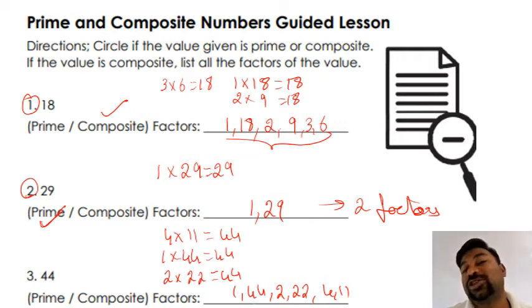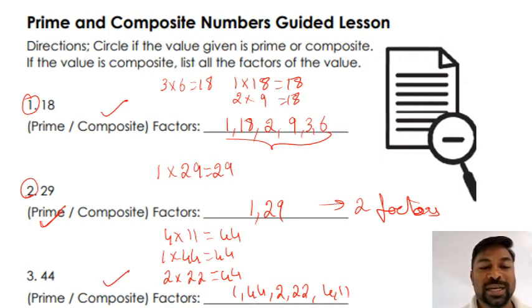Yes. How many factors did you find? Is it more than 2 or 2 only? We find more than 2: 1, 2, 4, 11, 22, 44. So if it has more than 2 factors, we call it a composite number. Yes, we have learned it. We have learned about primes and also composites. Let's learn a few more today.